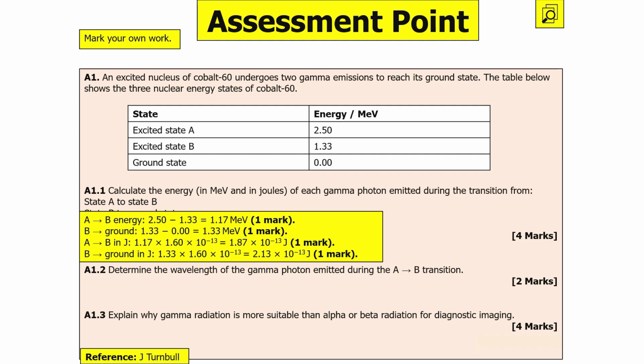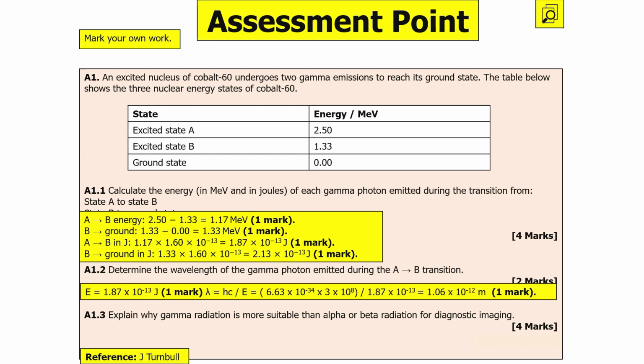We know that the energy for the A to B transition is 1.87 times 10 to the minus 13 joules. We know that lambda equals hc over E. We pop in all our values and we get 1.06 times 10 to the minus 12 meters.